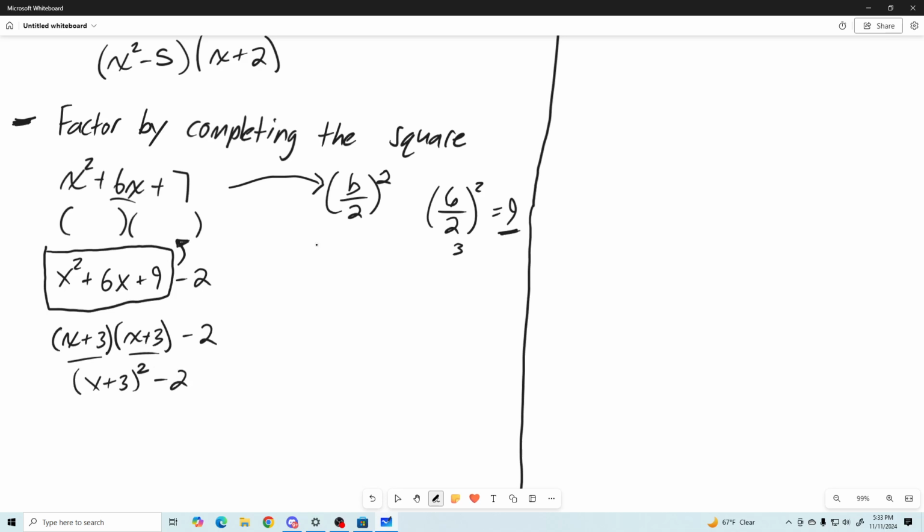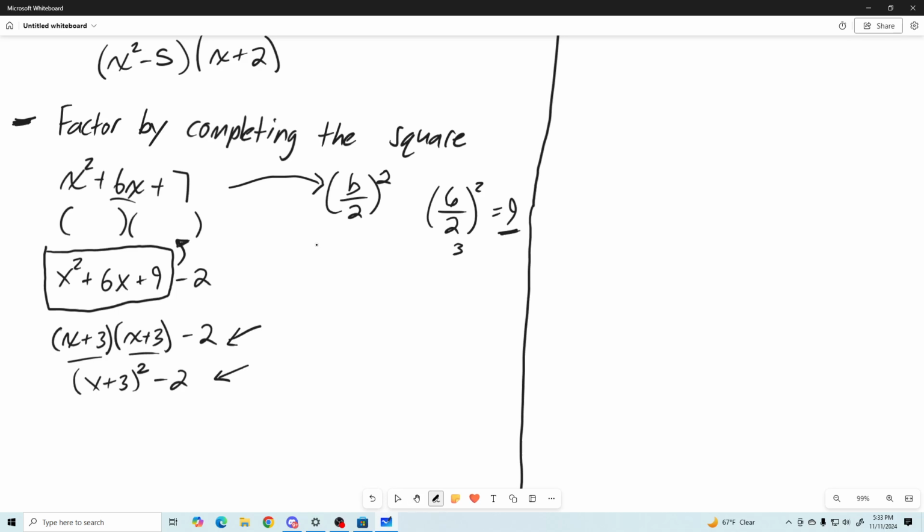So this is one way. This answer would be correct. This answer would be correct. It just depends on what you're trying to do. This second answer actually would help us solve equations, because now we can set this equal to 0 and take the square root of both sides and do all the stuff we used to do in Unit 2.